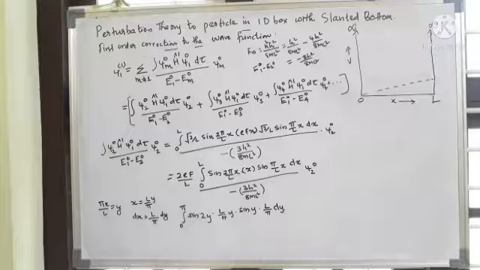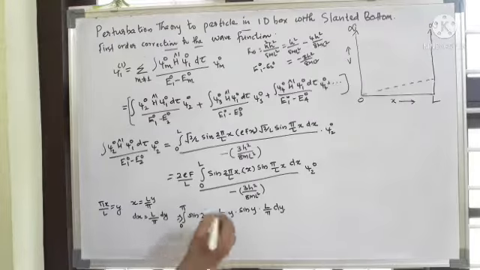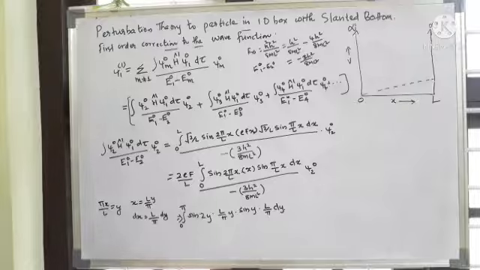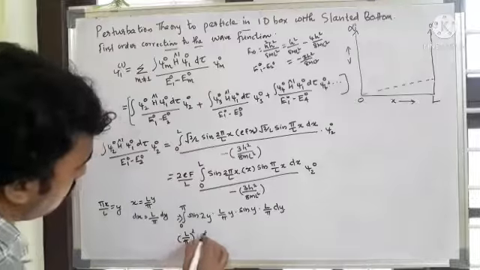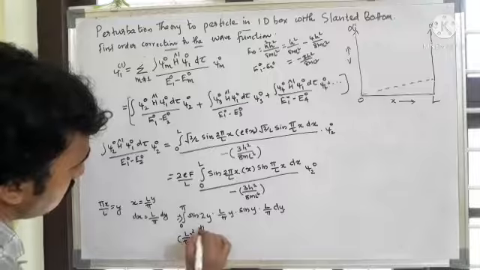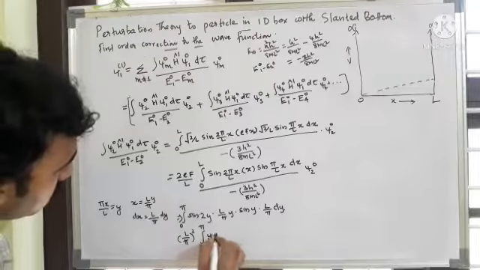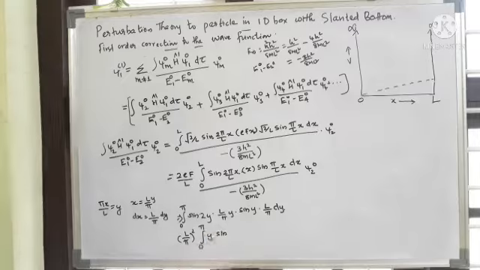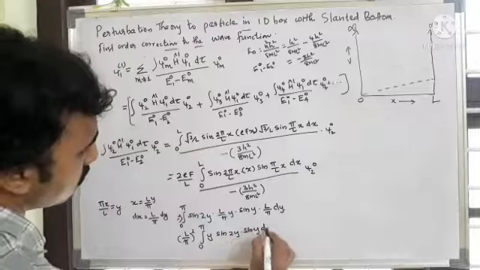Okay. L by pi is a constant, so we get L by pi all square, integral 0 to pi. We write this y in the first, y into sin 2y into sin y dy.